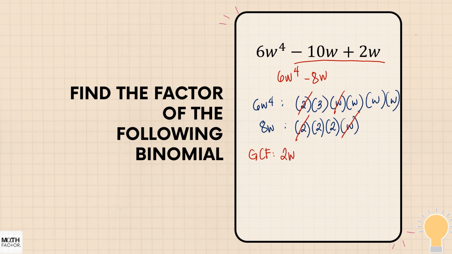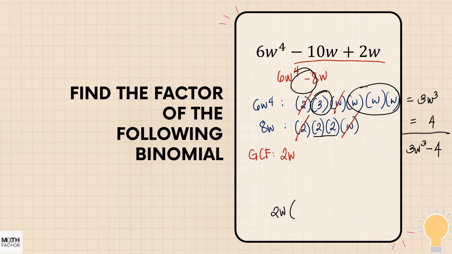And for the remaining factors, we have 3 and then 3 w's, so we have w raised to 3. And for 8w, we still have 2 times 2 is 4. Right, so for the binomial factor, we have 3w raised to 3, and since this is a minus sign, we just put minus 4. And as the result, the factors of 6w raised to 4 minus 8w, we have 2w times 3w raised to 3 minus 4. And there you have it.